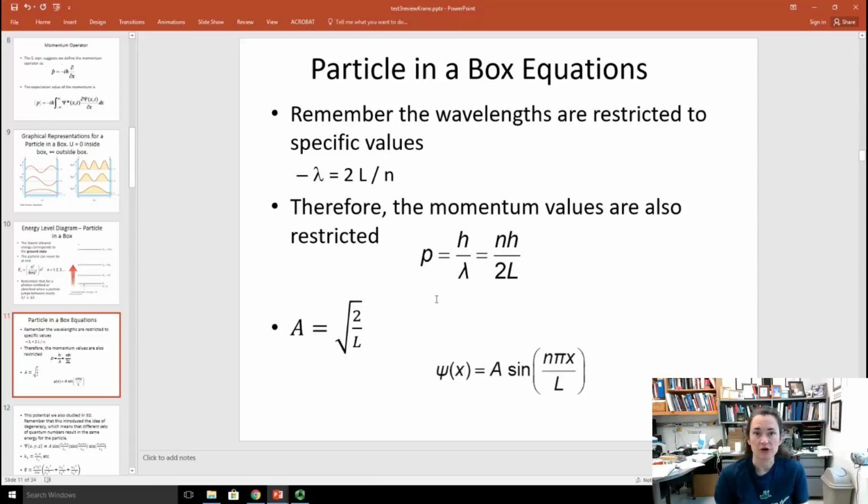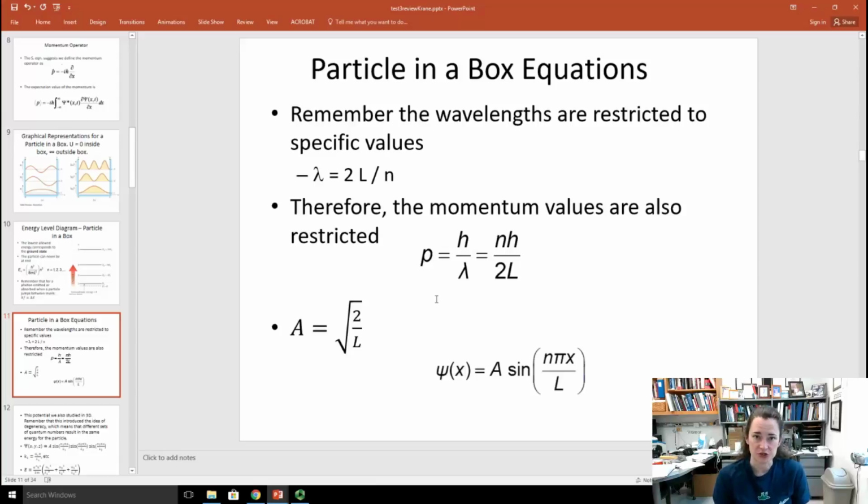Now remember that the average value for the momentum for a particle in a box is 0. That's just because the particle spends as much time going right as it spends going left. And so the values of the momentum are actually plus or minus nh over 2L, if you use the positive direction as, say, to the right, and the negative direction as to the left.